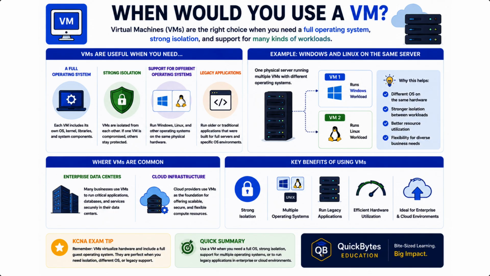Virtual machines are useful when you need a full operating system. They are also useful when you need strong isolation, support for different operating systems, or legacy applications that were built to run on traditional servers. For example, if you need to run a Windows workload and a Linux workload on the same physical hardware, VMs can help. VMs are also common in enterprise data centers and cloud infrastructure.